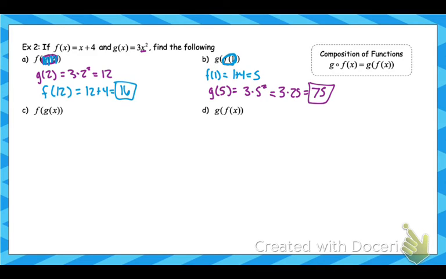All right, we're still doing composition, but now we're doing composition for a whole function. So f of g of x. Let's see what g of x is. g of x is 3x squared. So I'm going to rewrite this as f of 3x squared. f of 3x squared means replace x in the f of x function with what's in the parentheses. So this is going to become 3x squared plus 4.